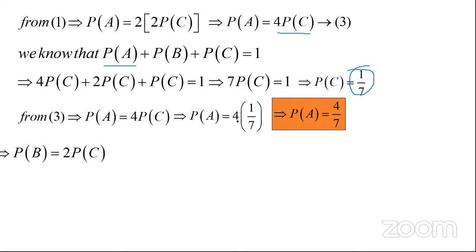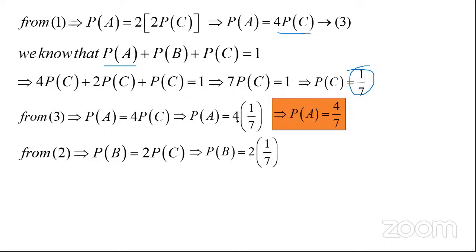Now from 2, P of B equals 2 P of C. Since you know the value of P of C, you have to substitute there. Then P of B equals 2 of 1 by 7, so P of B equals 2 by 7. So B will win the race 2 times out of 7 times.